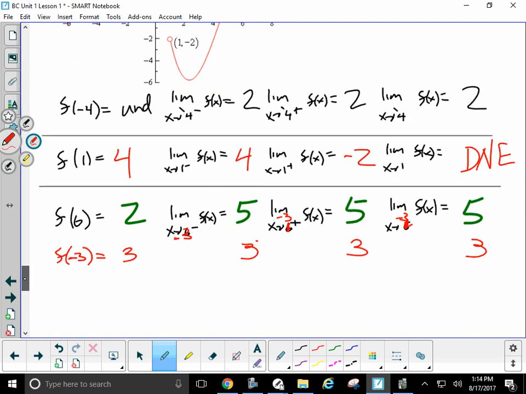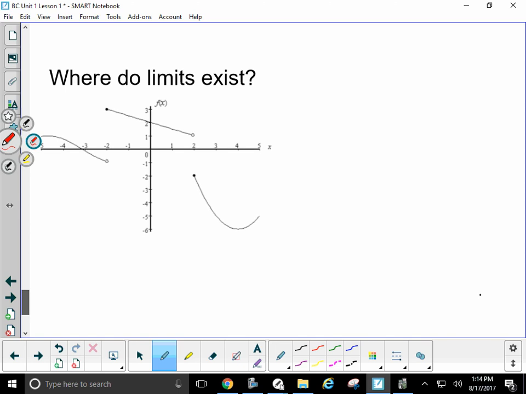Which brings us, and hopefully helps us with the next problem, is if I give you this situation, this function f of x, and I ask you where do limits exist? So which x values will we have a limit? Let's see if you can get that. Go ahead and discuss that with your neighbor and see if you can get the answer.